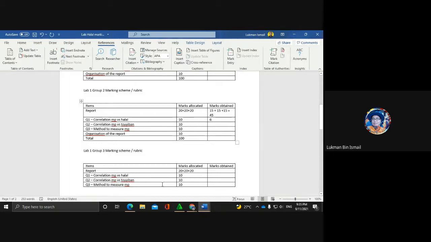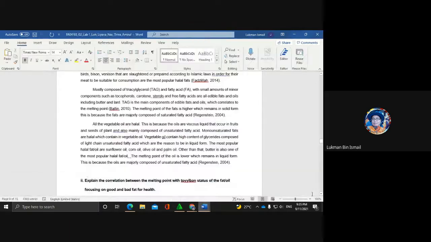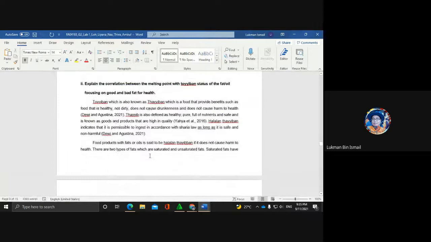Question 2, correlation between melting point and Toyiban. Of course, you need to explain based on saturated and unsaturated. So again, you are wasting your time talking about the explanation on Toyiban.